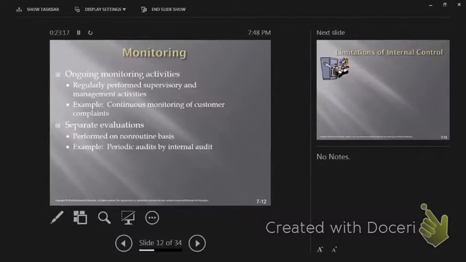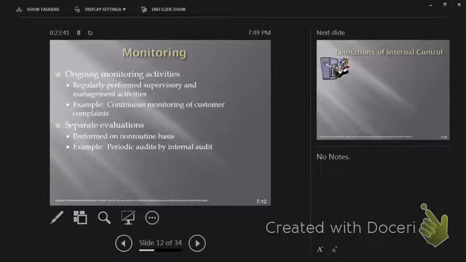Okay, so now with monitoring, what we're looking for here is that the supervisors and the management are constantly reviewing what is going on, ongoing. It's not just when you come to do the audit. It's not just the 6 weeks prior to when you're coming and doing the audit. It's continuous monitoring of what's going on.